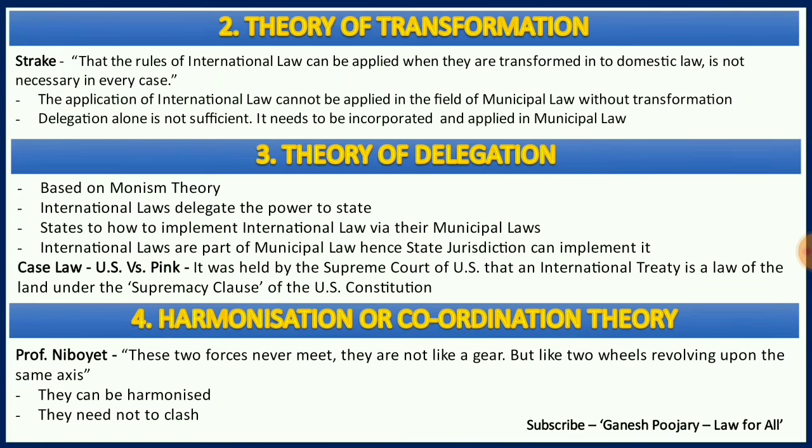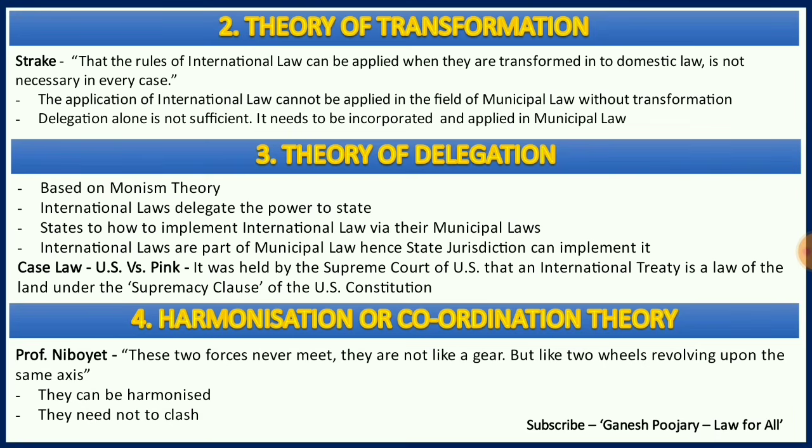The second theory is theory of transformation. Now, not every single law of international law can be considered as municipal law. It needs to be transformed based on the requirement of the state, and the process is given a lot of importance here. And that is what Starke also says, that the rules of international law can be applied when they are transformed into domestic law, which is not necessary in every case. It may happen or it may not happen. That is what they are discussing when it comes to transformation, which is a process. It is not by force or by adopting. It can happen only through transformation, that the international law transforms into a domestic law.